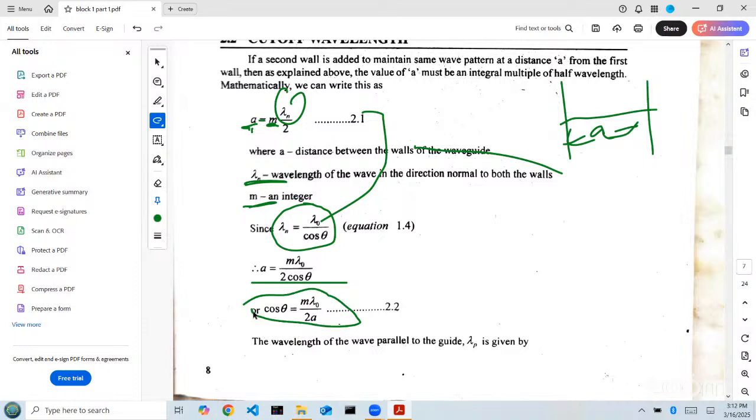So in this, first I took a, and we know the lambda n value. Lambda n value is substituted. From that, we brought one term. What is that term? The cos theta term. Next, we have lambda n, the wavelength normal to the plane.